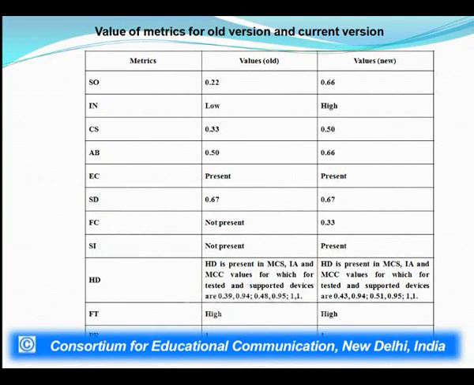Similarly, the case study shows the comparative data between the two versions, and you can clearly see the SO in the old version was 22% and it has been made 60% in the new version. A great achievement. Invisibility was low earlier, now the invisibility is very high. In CS it was 33%, which has been increased to 50%. Adaptable behavior was 50%, now it is 66%. And EC was present earlier also, and it is present in this version also. And service discovery was 67%, it is the same in the new version also.